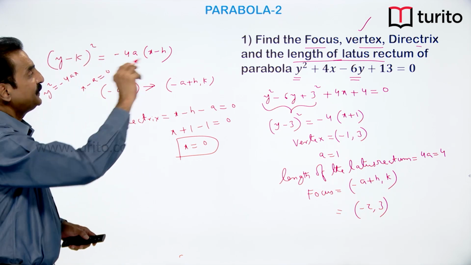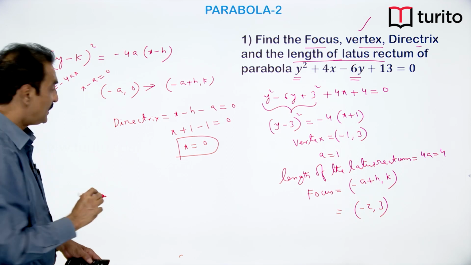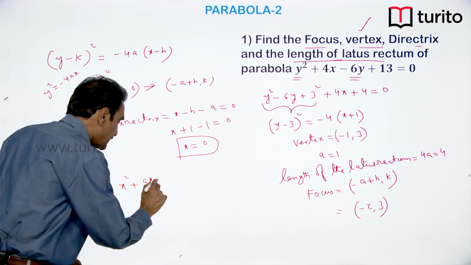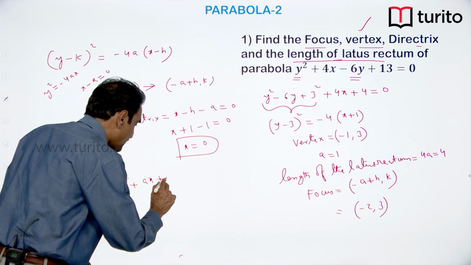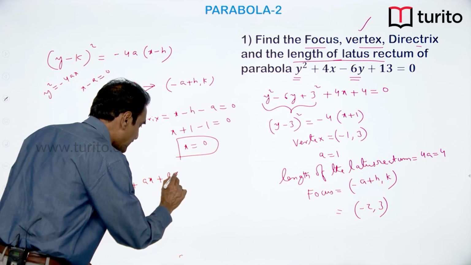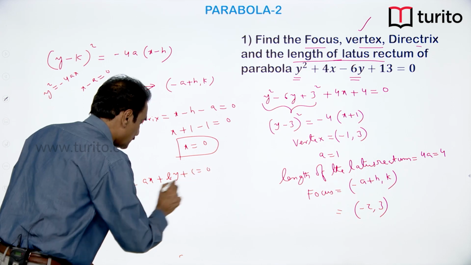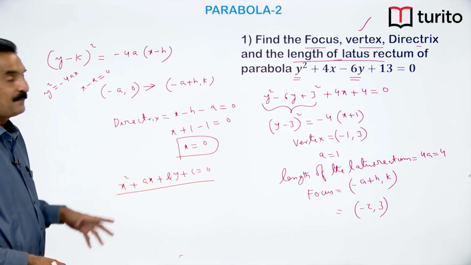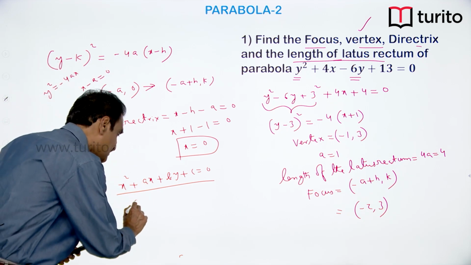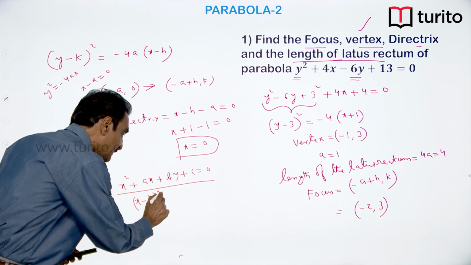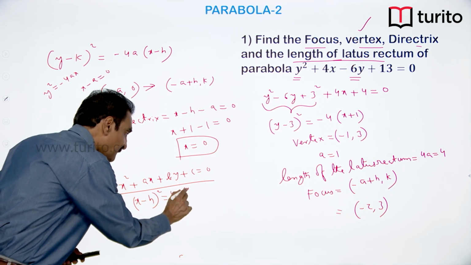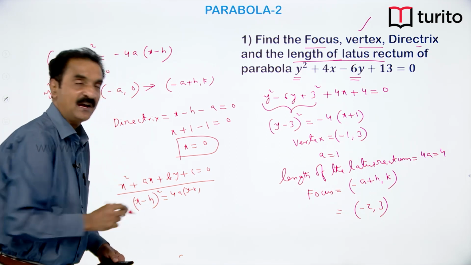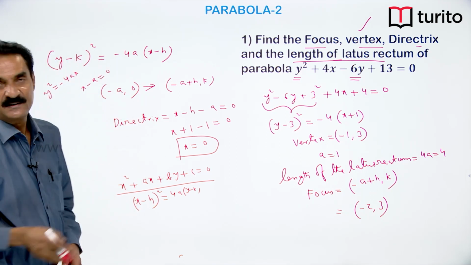Similarly, if you take the equation of the parabola in the form of x square plus bx plus ay plus c is equal to 0, if the parabola is in this form, then immediately write it in the form of x minus h whole square is equal to 4a into y minus k, and comparing the coefficients you find h, k and a, then find the characteristics.